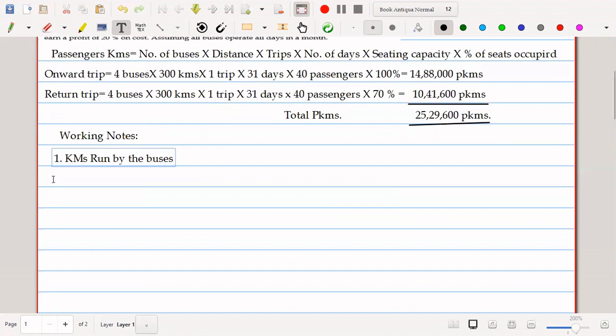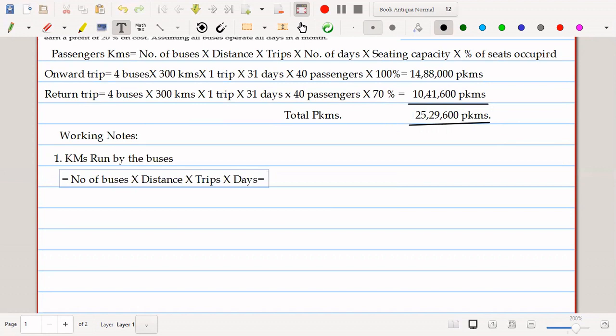So for this we have a formula here. This is equal to number of buses into distance into trips into days. So now here we cannot take the seats and seating capacity and all.